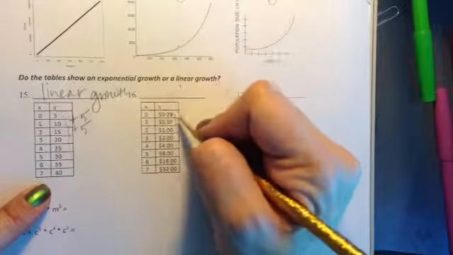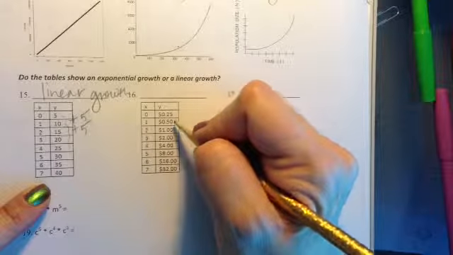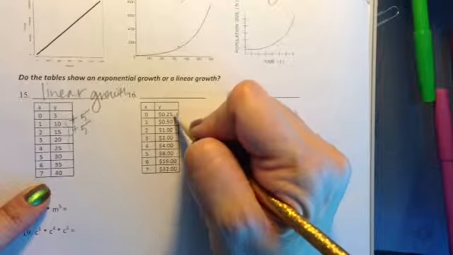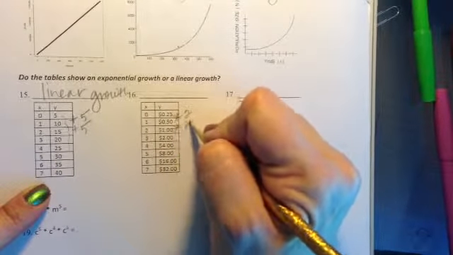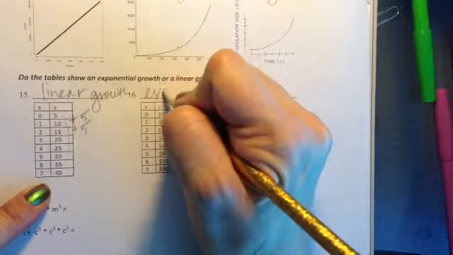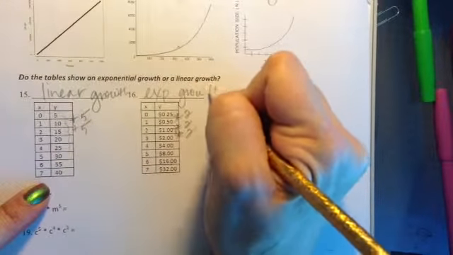This one looks like it's doubling. 25 cents times 2 is 50. 50 cents times 2 is $1. You got it. It's doubling. That's the definition of our exponential growth. Something multiplied through.